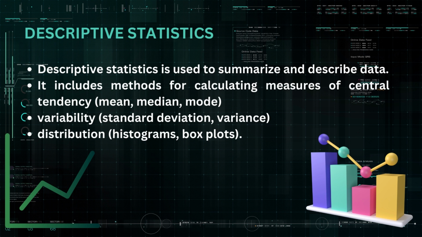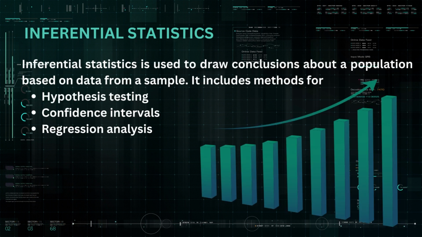If you do not know this, go and check out my pandas function video, or you can also check any of my projects. I always explain this because it is the most important part. It includes methods for calculating measures of central tendency, which are mean, median and mode; variability, which is standard deviation and variance; and distribution, in which we use histograms and box plots. Next is inferential statistics.